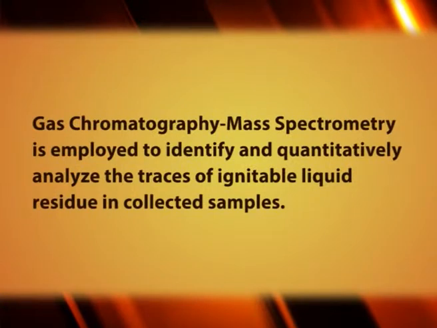Mass chromatography or gas chromatography are employed to identify and quantitatively analyze the traces of ignitable liquid residue which are collected in the samples. Along with this, the forensic chemist often concentrates on several other minute residue traces. They do this by using activated charcoal bands to absorb the accelerant residues, which are then separated from the band by dissolving it in a suitable solvent.